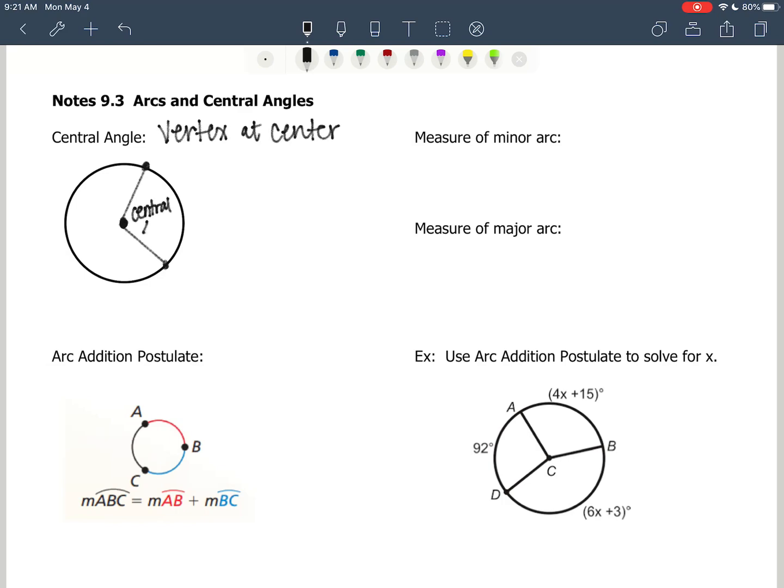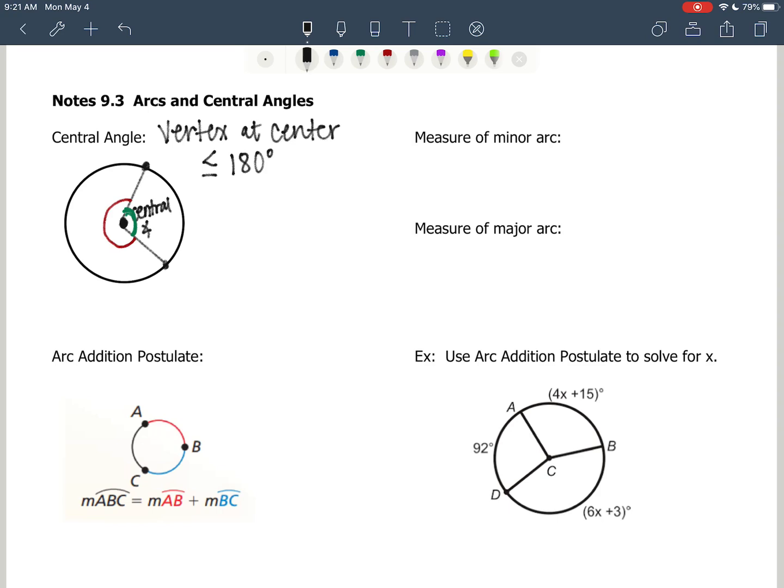Now I'm marking the smaller of the 2 angles. So I'm marking the green rotation versus the red rotation. And that's because a central angle not only has the vertex at the center, but it is less than or equal to 180 degrees.